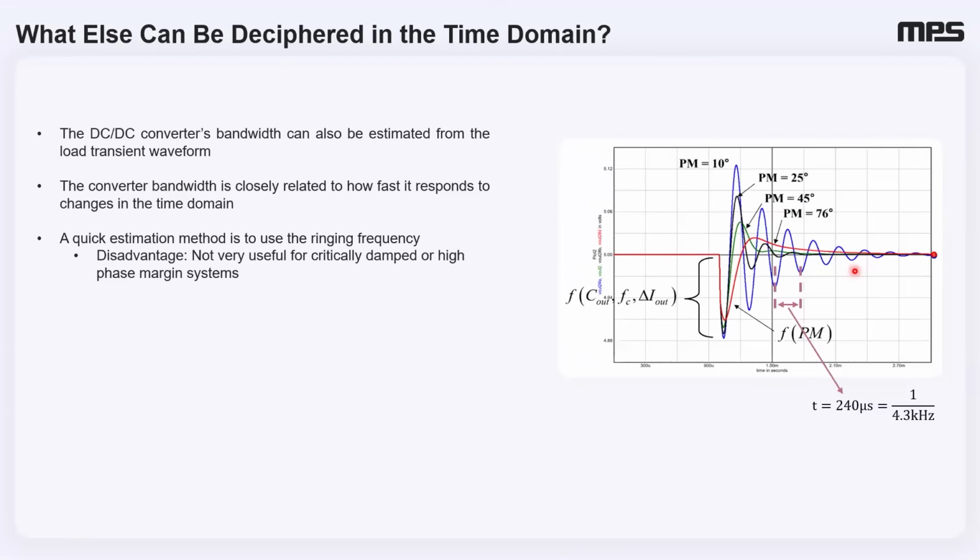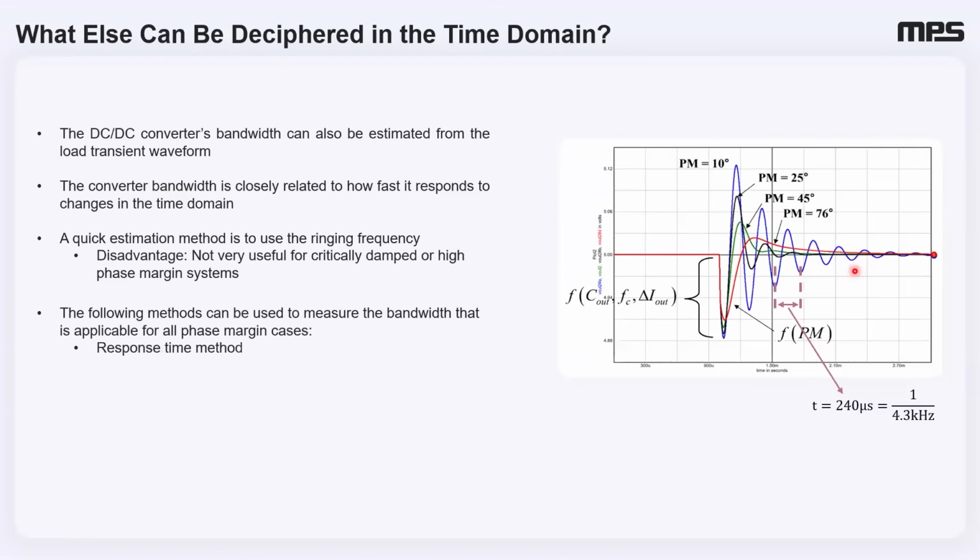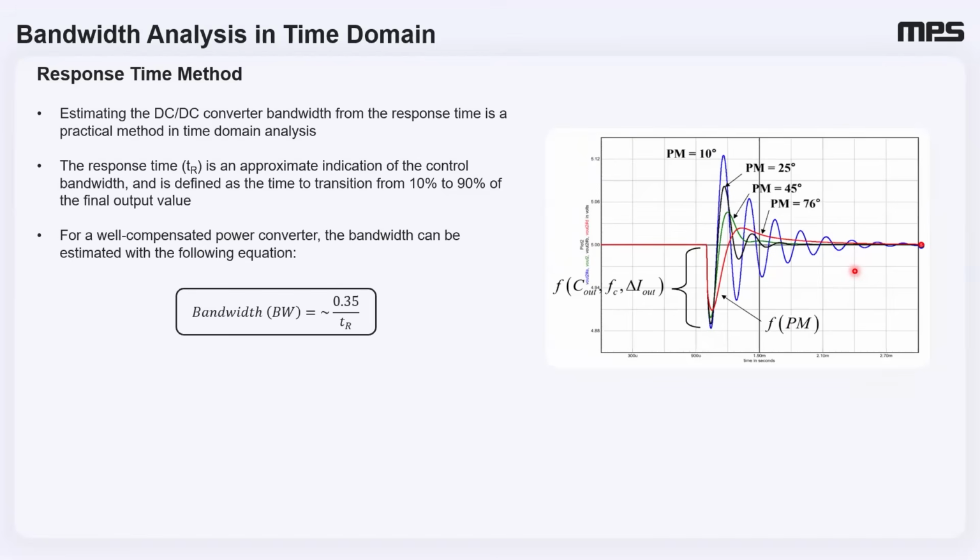So how do we overcome this limitation? There are some other ways to measure the bandwidth that is applicable for all the phase margin cases. So in this webinar, to measure the bandwidth in time domain, we'll be talking about response time method and undershoot based energy method.